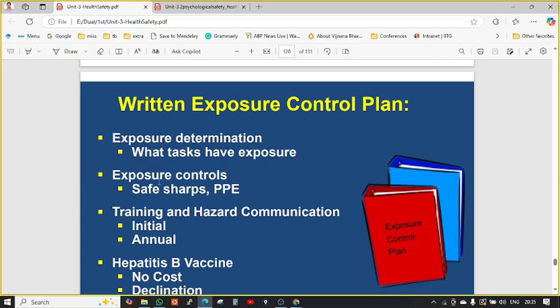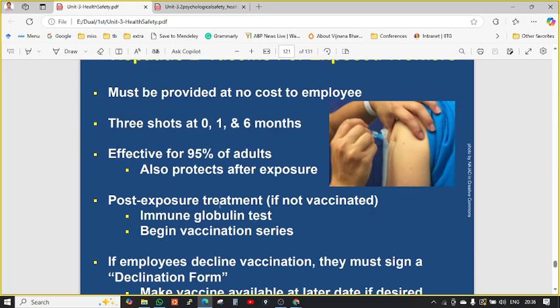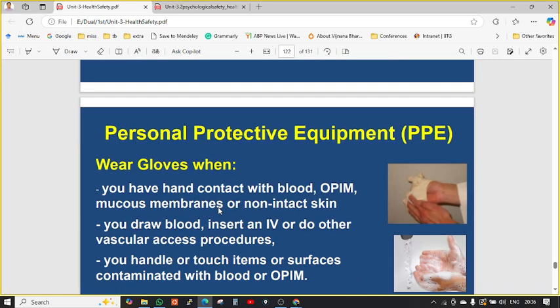Then the exposure control plan: exposure determination, with a written exposure plan. Different controls like PPEs, all the things we already discussed. Vaccines for hepatitis B and coronavirus are readily available. So if a vaccine is available, all people should be vaccinated before working; it will be better.